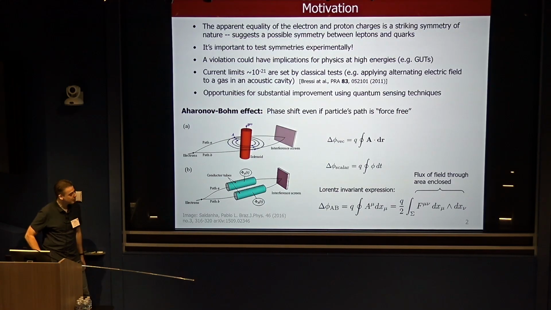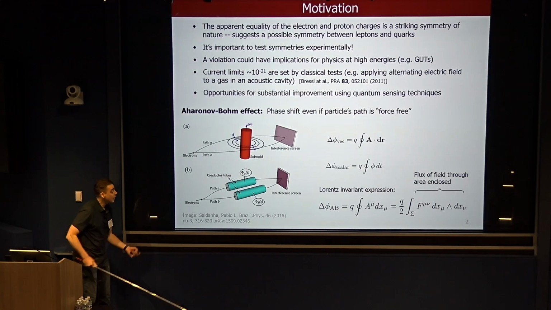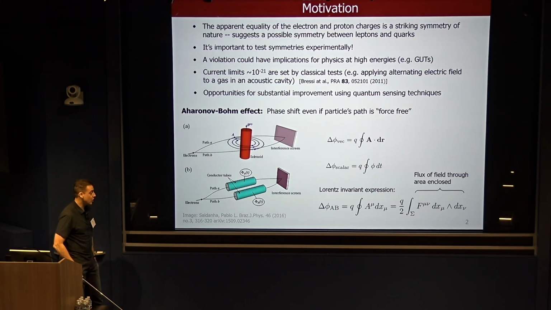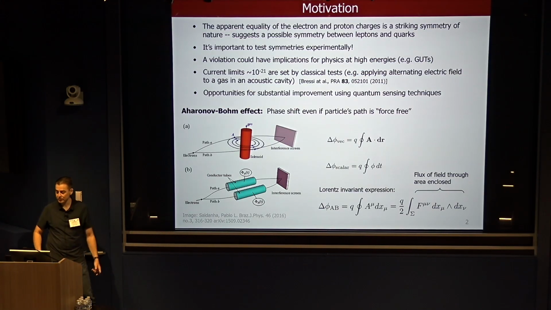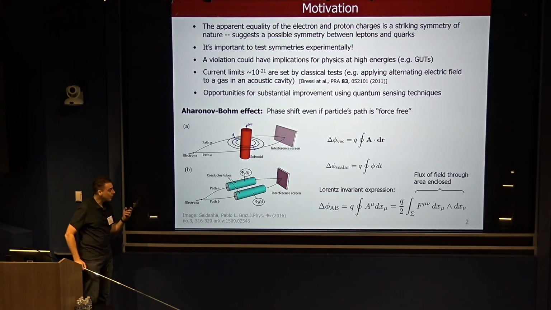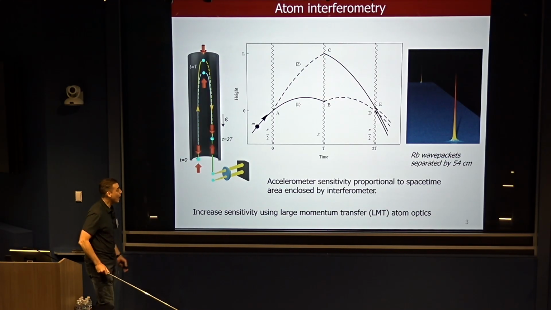So in this experiment that I'll tell you about, we're going to be using the scalar Aharonov-Bohm effect to look for deviations in charge neutrality by putting neutral atoms inside electrodes and applying a potential difference. That's sort of the essence of the experiment. And to do that, we're going to be using this technique, atom interferometry, which is what my group focuses on. And so this is just a one-slide introduction to how we run these experiments.